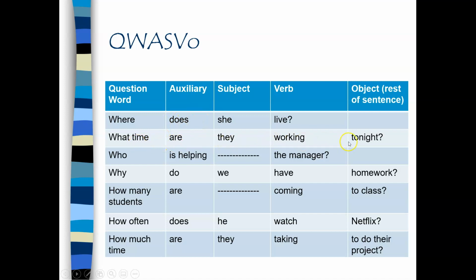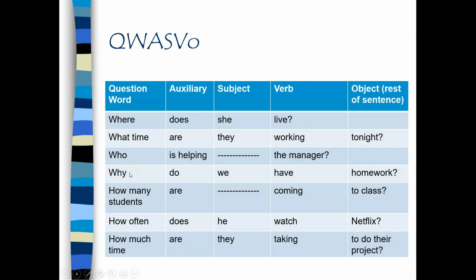What time are they working tonight? You notice in this one, my question word is two words, what time? But my auxiliary is the verb to be. My verb stays the same, still ing. In this one, who is helping the manager? I don't have a subject because this is my subject, my question word. The answer might be Bob is helping the manager. So this is like the example I showed you earlier.